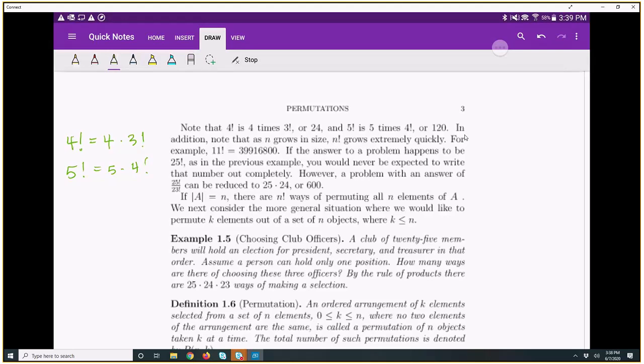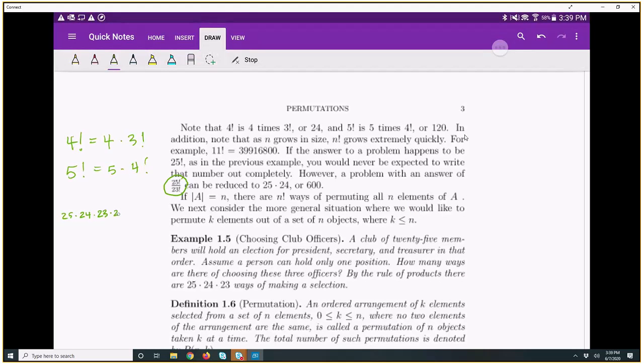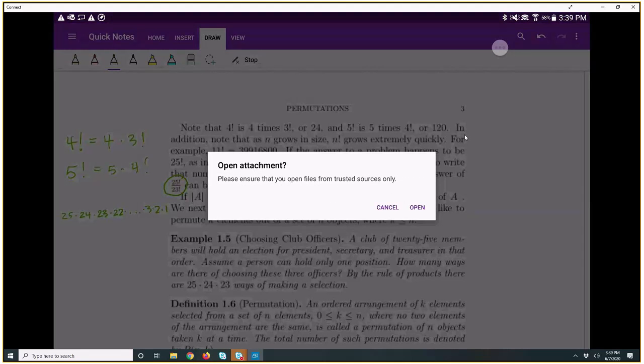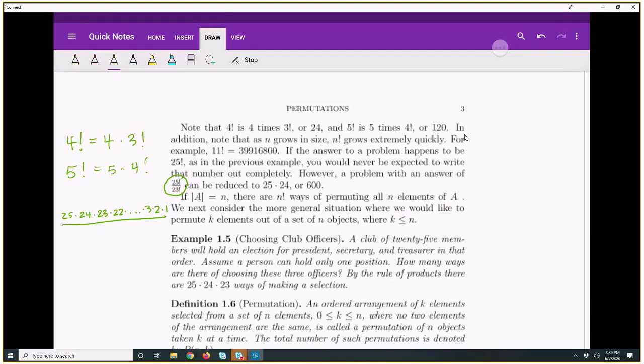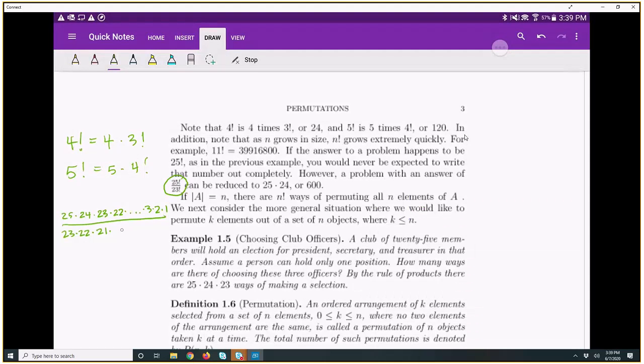However, it's fairly common that the answer to a problem might be a ratio of factorials, or a factorial divided by a factorial, like you see here. So if you have 25 factorial divided by 23 factorial, well, it's going to look like 25 times 24 times 23 times 22, dot dot dot, times 3 times 2 times 1. And then on the bottom, you have 23 times 22 times 21 times dot dot dot, 3 times 2 times 1.